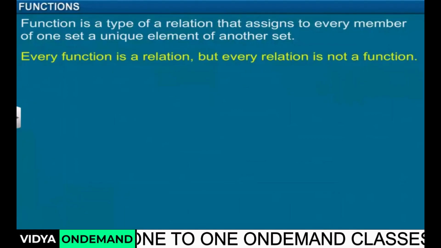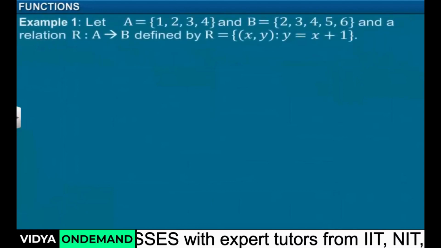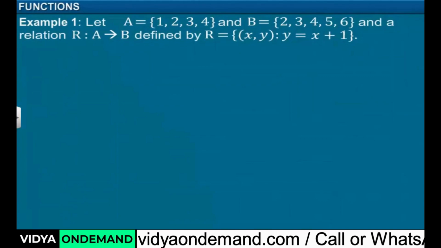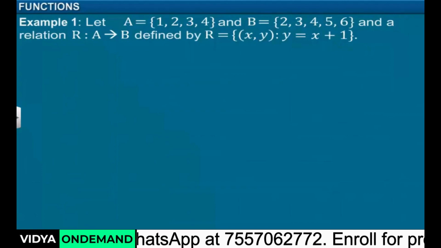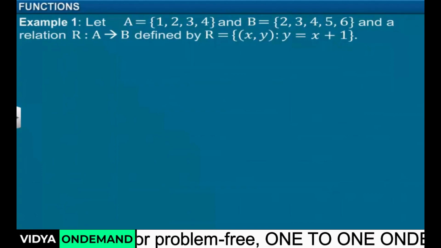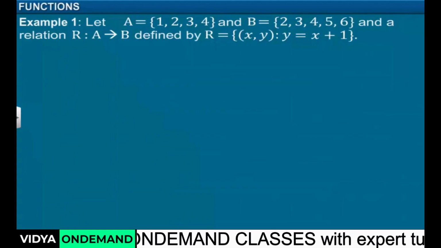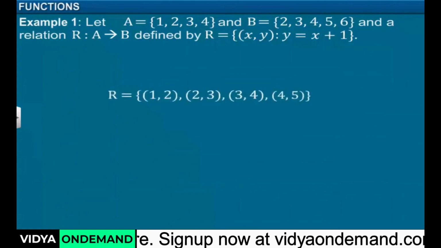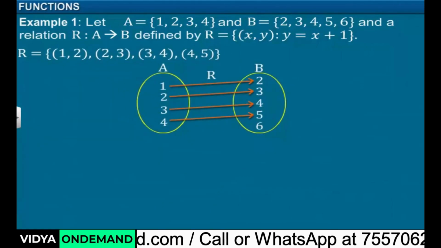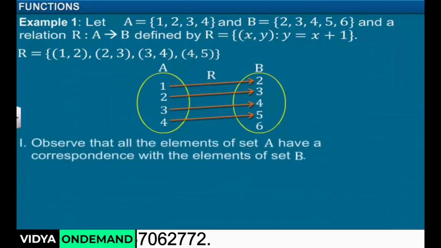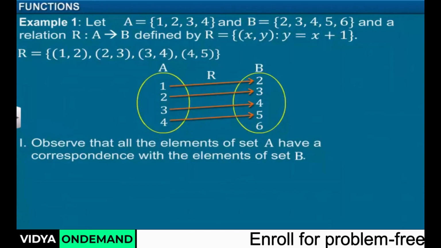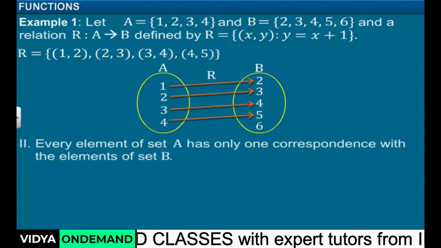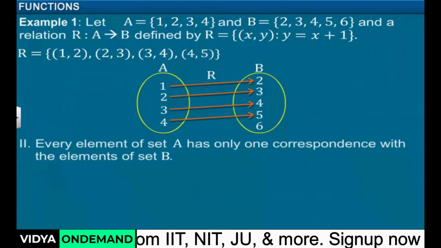Let A and B be two sets as shown. Also let R be a relation from set A to set B, defined by the set of ordered pairs (x, y), such that y is equal to x plus 1. This arrow diagram represents this relation. Observe that all the elements of set A have a correspondence with the elements of set B. Also, every element of set A has only one correspondence with the elements of set B.